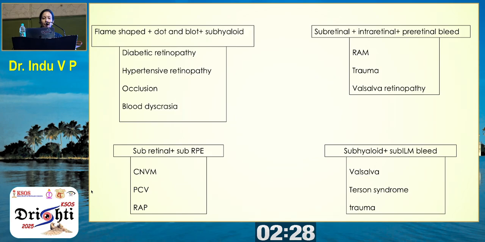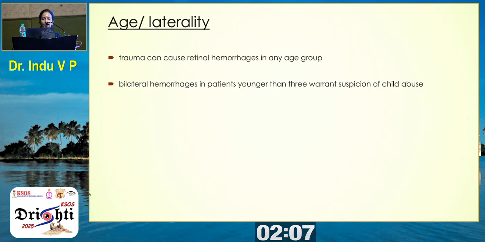So, for example, you can have both flame-shaped as well as dot and blot hemorrhages in vascular disorders like diabetes and hypertension. You can have all layers bleed, that is subretinal, intraretinal, and preretinal bleed, specifically in conditions like RAM and trauma, as well as in Valsalva retinopathy. You can have both subhyaloid and subILM bleed in Valsalva, Terson's, and trauma.